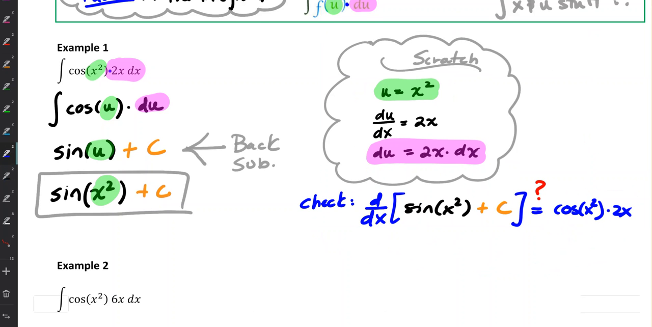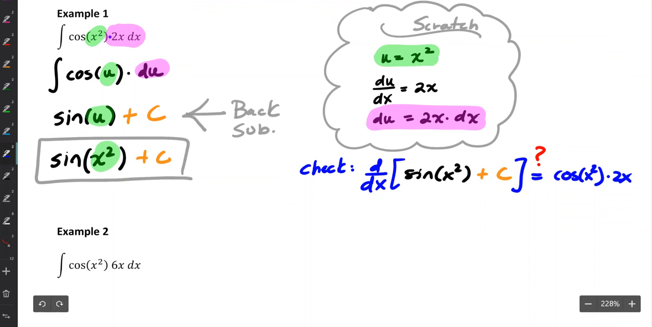All right, so now let's do a slight variation. Let's integrate cosine x squared times 6x. Well, this is a little more frustrating because if u is x squared, du will be 2x dx, and I have a 6. But that is entirely okay because 6x is a constant multiple of 2x. So let's go ahead and try this again.